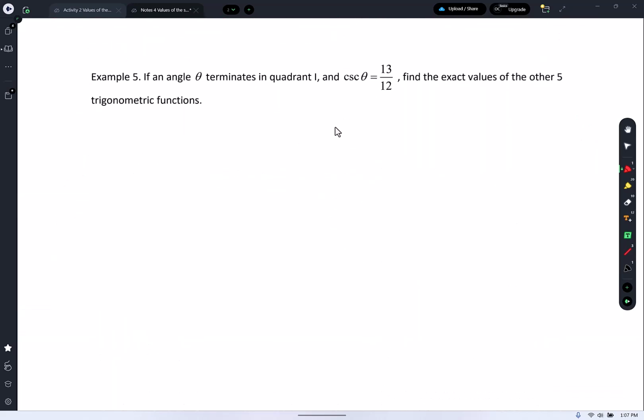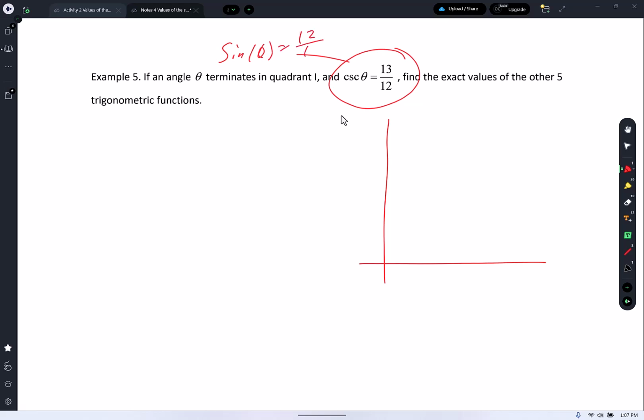If an angle theta terminates in quadrant 1 and cosecant is 13/12, find the exact values of the other 5 trig functions. Okay, exaggerate quadrant 1. So here I am, exaggerating quadrant 1. And the reciprocal of cosecant is sine. So sine of that angle is 12/13. That is a special right triangle, not to scale. Here's your theta and sine. So this is 12, this is 13.